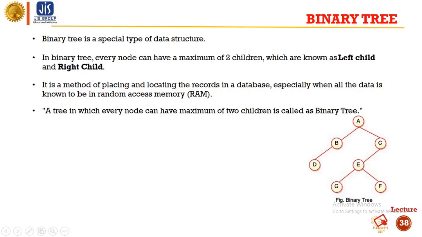This is a pictorial representation of a binary tree. As you can see, node A has two children, B and C. B has one, D. D has no children. C has only one, that is E, and E has two children. No node here has more than two children, so this is an example of a binary tree. A node with zero children is called a leaf node. So D, G, F are called leaf nodes as they do not have any children.